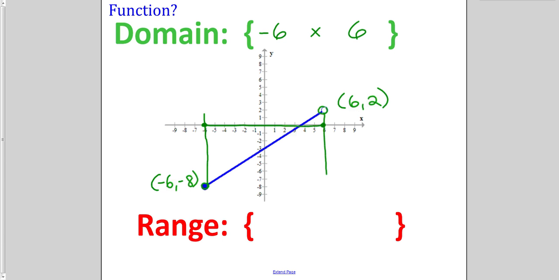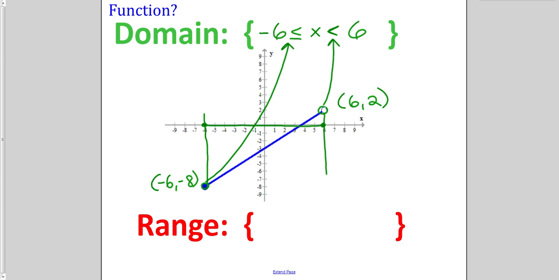Now here, if you look at the closed circle, that means that we're going to say x is greater than or equal to, because that closed circle means that point is part of the function. Because the open circle is not part of the function, we strictly say less than. So x has to be greater than or equal to -6, but less than 6. That's a key thing to remember. If it's an open circle, there's no line underneath. If it's a closed circle, there is a line underneath.